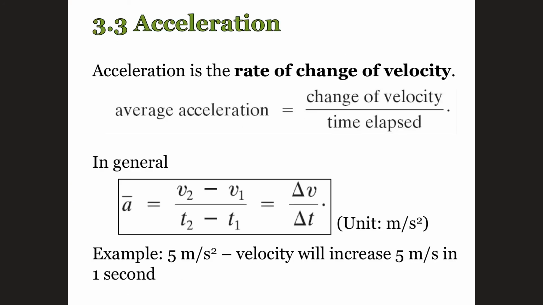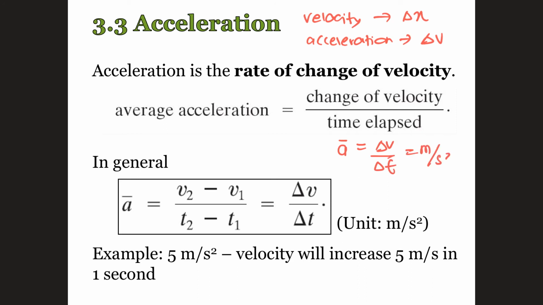Okay, next we are going for the acceleration. Same as speed and also velocity, acceleration also has an average acceleration and instantaneous acceleration. So when we said about velocity, we said about change of position. But when it comes to acceleration, we said about change of velocity, rate of change of velocity. So the formula going to be average acceleration, with the a bar over there, change of velocity divided by the change of time, and the unit is meter per second square.